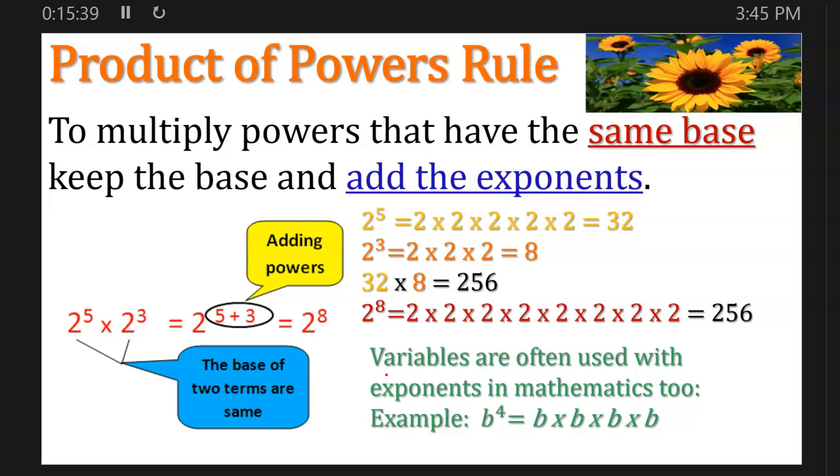Variables can also use this rule. So again, if you get a question with the same base and they're both like the letter B, just simply add those exponents and you'll get the correct answer.